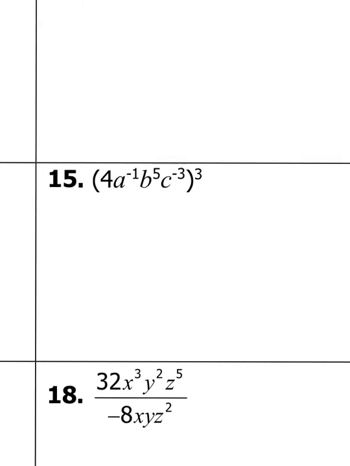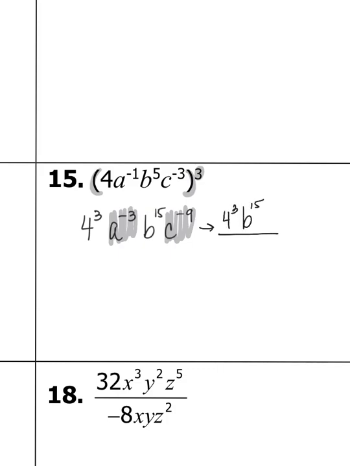Now taking a look at 15, this exponent of 3 does apply to everyone in the parentheses, so 4 to the 3rd, a to the -3rd, b to the 15th, and c to the -9. Okay, 4 to the 3rd has a positive exponent, a to the -3rd and c to the -9 both have negative exponents. So we're going to reciprocate those to make them positive, leaving us 4 to the 3rd and b to the 15th in the numerator, a to the 3rd and c to the 9th in the denominator. Oh, we could rewrite 4 to the 3rd to be 64. 4 times 4 times 4 is 64.